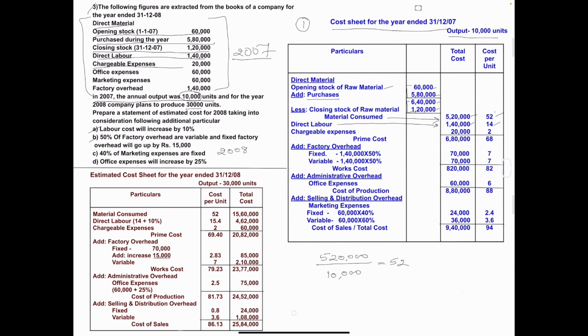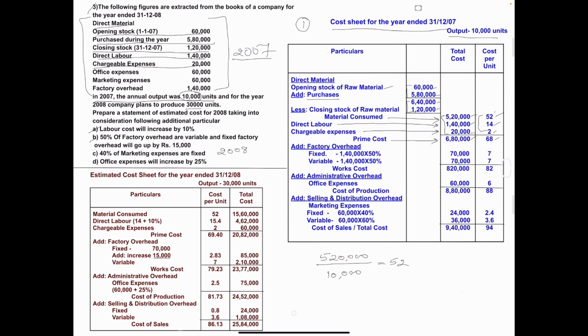Chargeable expenses. This also we have to take before prime cost. So write in solution: chargeable expenses amount 20,000 per unit, 20,000 divided by 10,000, rupees 2. Add these three amounts. 5,20,000 plus 1,40,000 plus 20,000, total is 6,80,000. Here 52 plus 14 plus 2, total 68, and this is called prime cost.